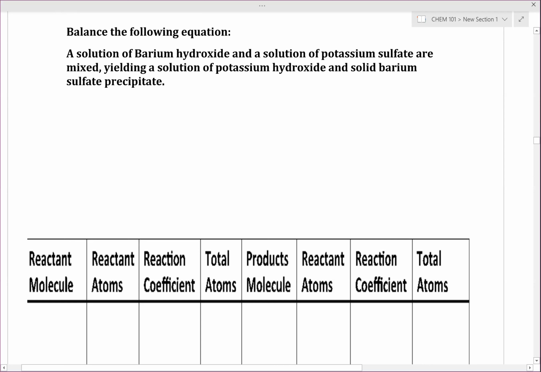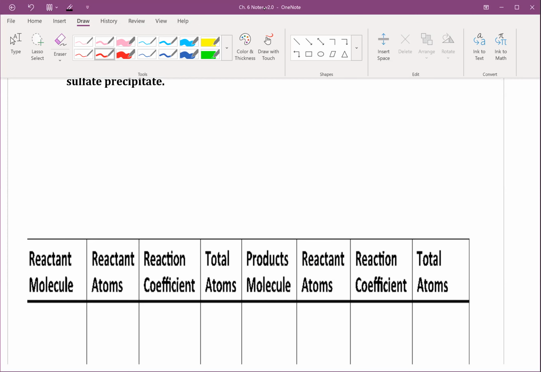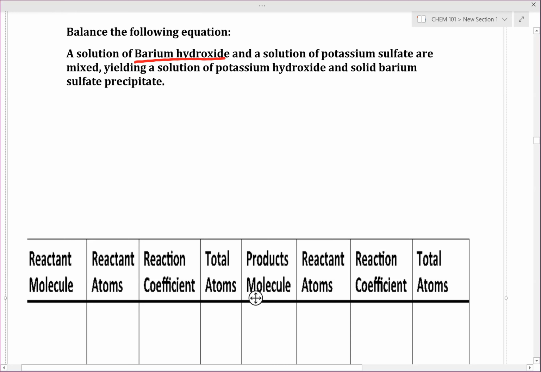So let's come together and discuss this equation. Let's discuss and let's have some input. I want everyone to provide me some formulas here. Barium hydroxide. Would someone like to volunteer the formula of barium hydroxide? BaOH2. Exactly right.